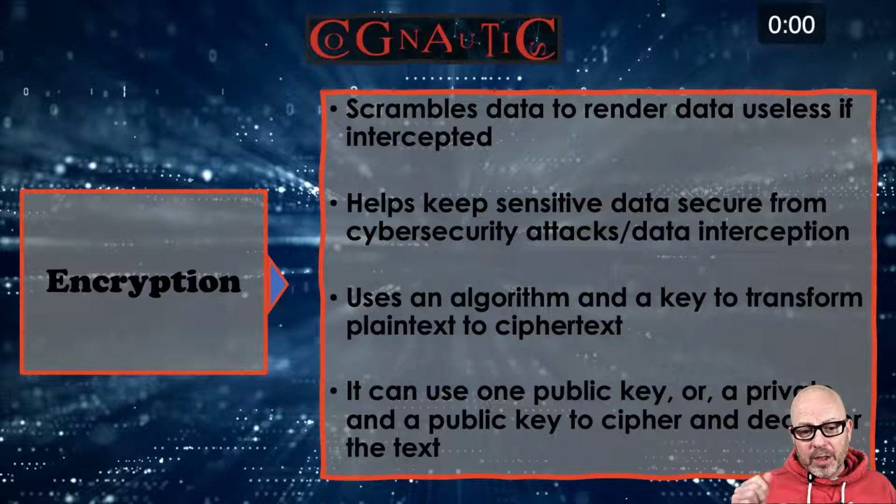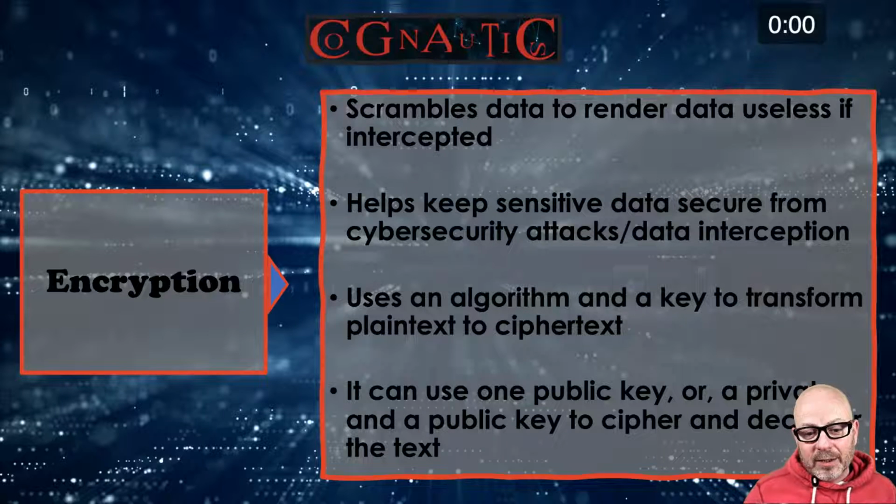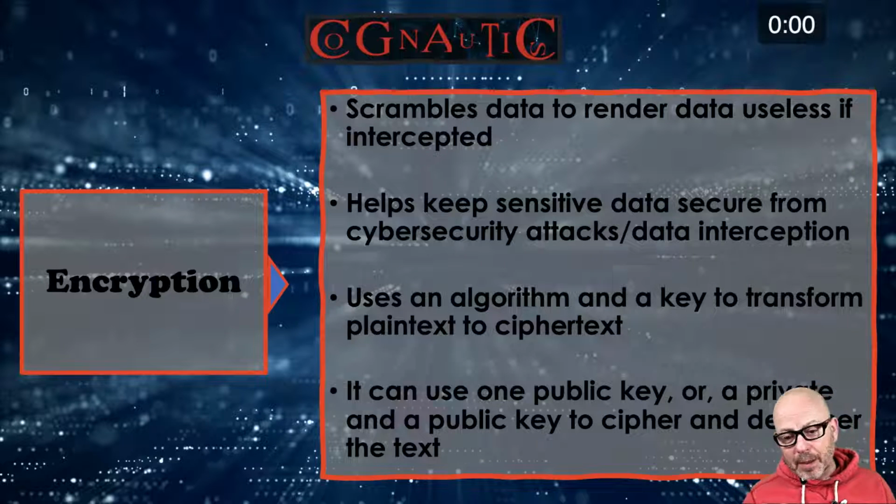The key thing is, though, it uses an algorithm to transform plain text to ciphertext. The ciphertext is the scrambled text, the plain text is just plain text. So ciphertext is what you get when you scramble it. That phrase, algorithm to transform plain text to ciphertext, that's what you need. And it uses the public key and private key.